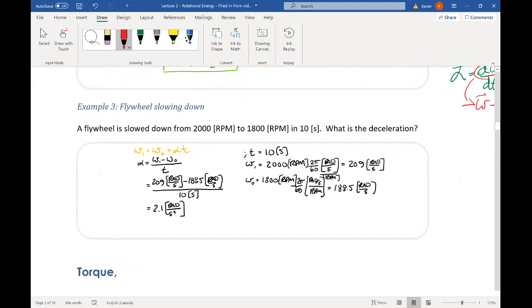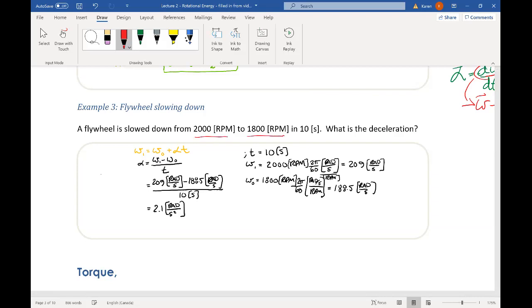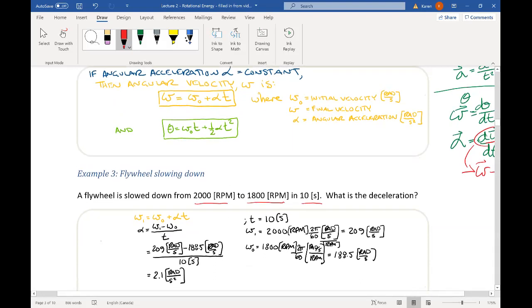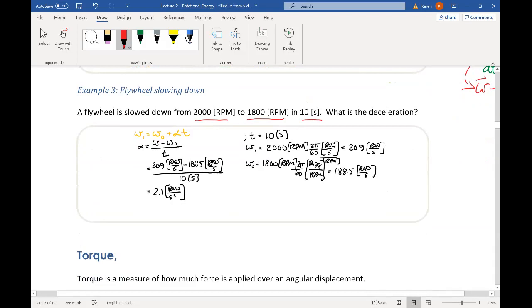This one is a flywheel, but you can easily extend this knowledge to, say, a wind turbine that is spinning, but it has to be slowed down because it has been taken off the grid. So this flywheel is slowed down from 2000 RPM down to 1800 RPM, and that is in 10 seconds. So here we can calculate the deceleration of that flywheel. And it's a matter of substituting into this equation from above and being careful of our units, because we were given units in RPM, but this equation works in radians per second.